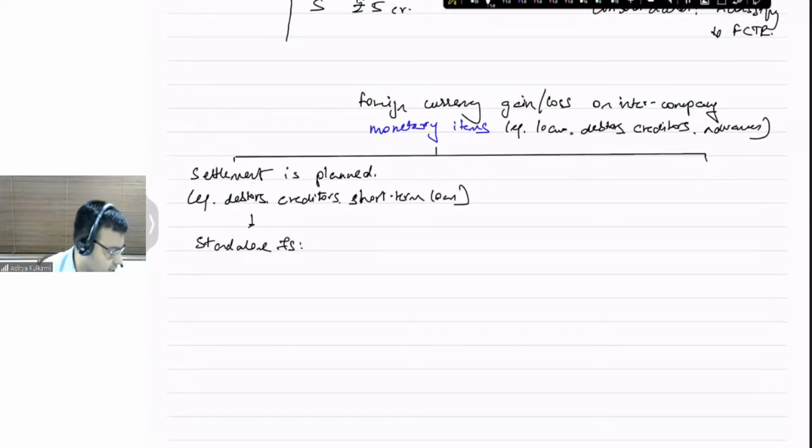Okay. So now when this is the case, in standalone financial statements, where are you going to record it? Sir, I will record it in the P&L. Consolidated financial statements, where will you record? Sir, here also it will go in the P&L. Absolutely right. No reclassification.